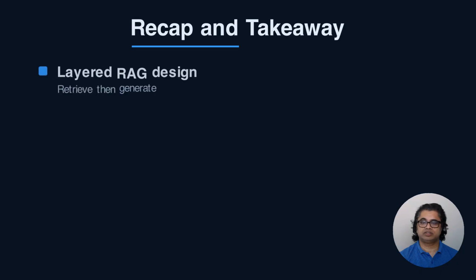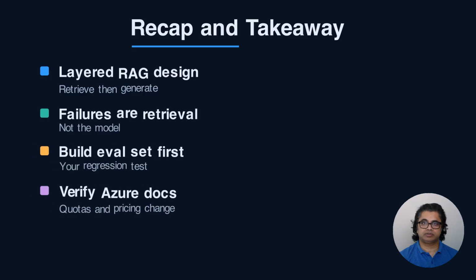To recap, an Azure RAG app is layers of data, retrieval through Azure AI Search, generation through Azure OpenAI, and orchestration on top. Requests embed, retrieve, then generate. Most failures come from retrieval, not the model. And the priority order is data first, evaluation second, security third, model tuning last. Your one concrete takeaway: before you write a single prompt, build a small evaluation set of real questions and known good answers and measure retrieval quality against it. That dataset becomes your regression test for every change.